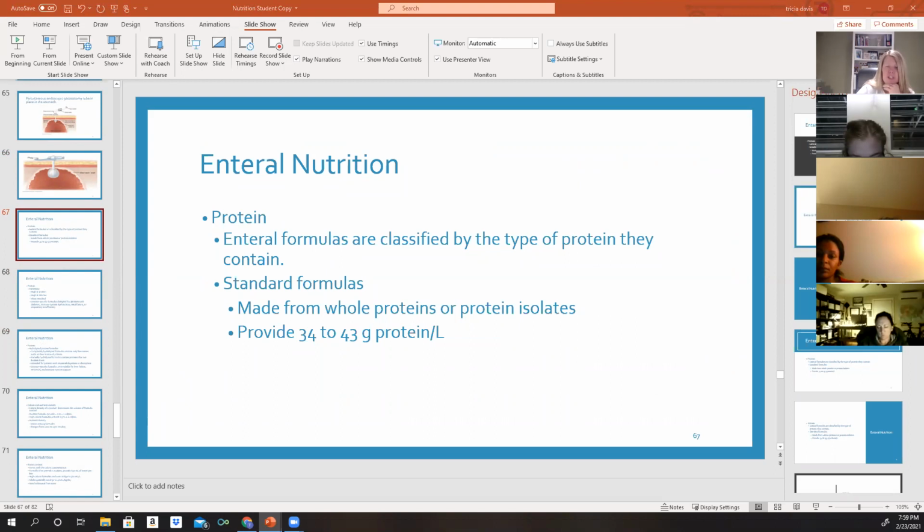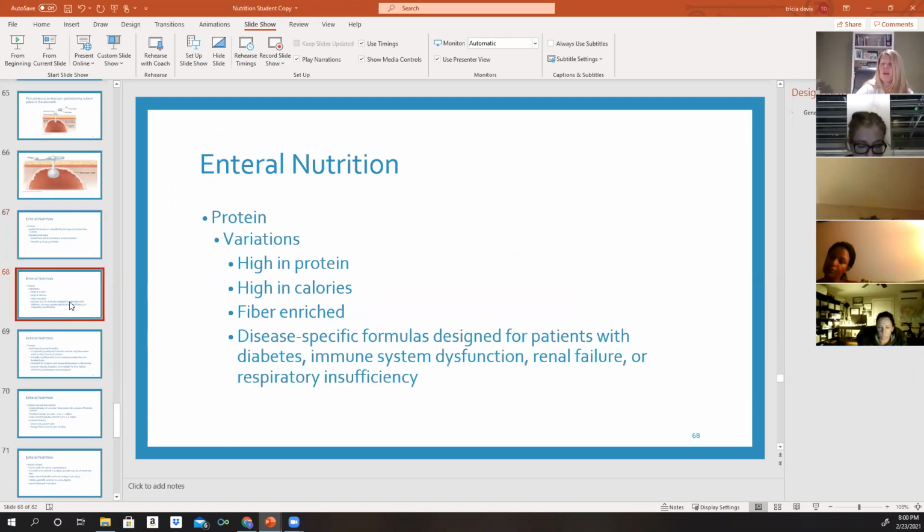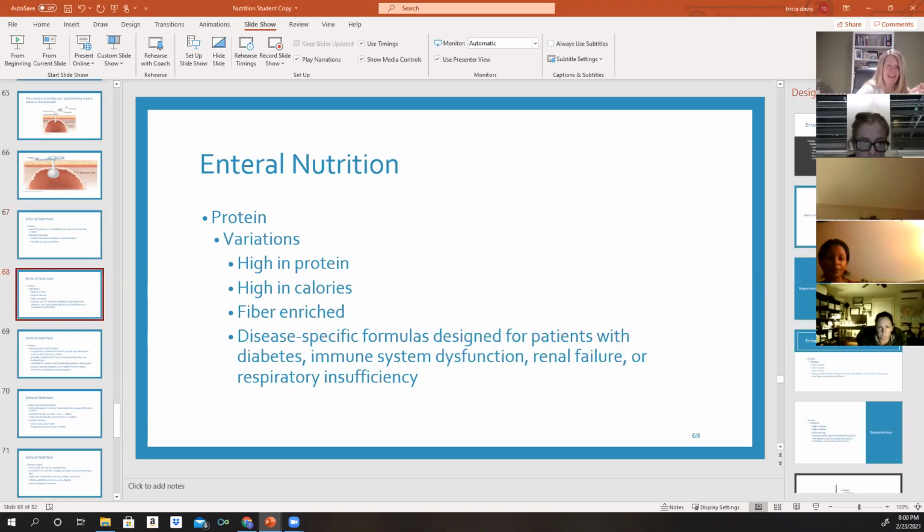So enteral nutrition formulas are based on the amount of protein that they contain. We have standard formulas, some made from whole protein, some from protein isolates. They provide anywhere from 34 to 43 grams of protein per liter. I don't need you to memorize that. I just want you to understand that there's a lot of variety in our enteral nutrition, and it's always based on what our patient needs.